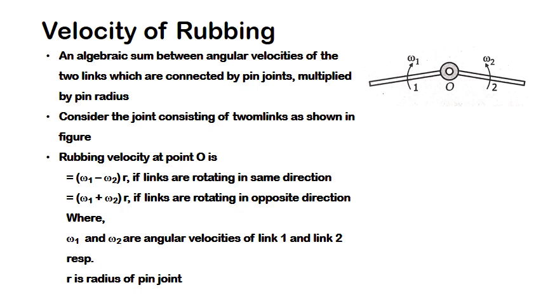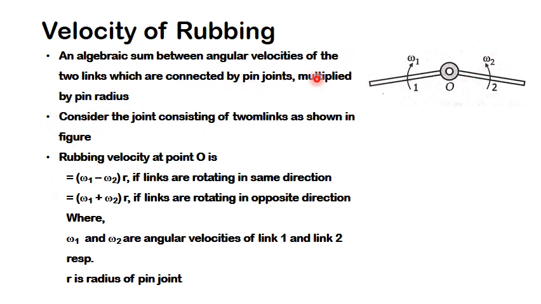Velocity of rubbing means, let us consider two links which are joined like this. This is the turning pair which consists of a pin and hole arrangement, and these two links are connected by this pin and hole arrangement so that they can rotate about this pin. Velocity of rubbing is nothing but the algebraic sum of the angular velocities of two links which are connected by pin joints, multiplied by the pin radius.